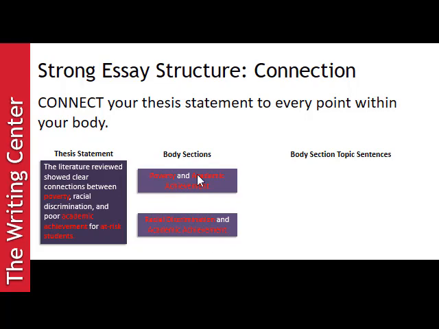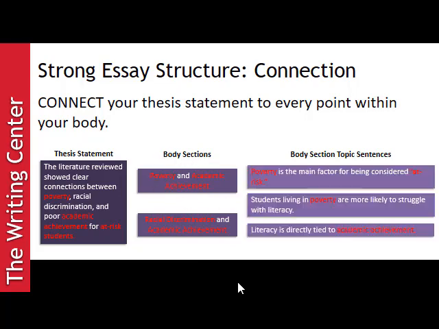So if we took the body section of poverty and academic achievement and wrote some topic sentences, these might be what we came up with. And again, I have the same words: poverty, at risk, poverty, academic achievement. So this makes sure that everything is explicitly connected for my reader and myself, so that we're all on the same page. And that really helps with clarity, and it helps make sure that you are defending your thesis statement, which is the goal of your paper.